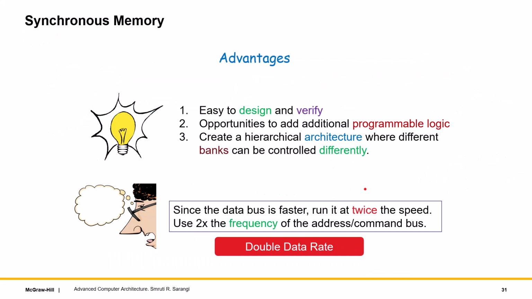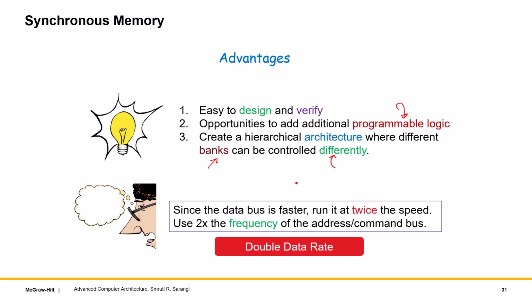Look at synchronous memory. It is easy to design and verify, no doubt. You don't need this complex strobe logic, and you don't have to add other kinds of logic. You can do more at the protocol level. And furthermore, you can have a complex hierarchical architecture where in principle you can control different banks differently and do a lot, just because they're synchronized with a common clock.